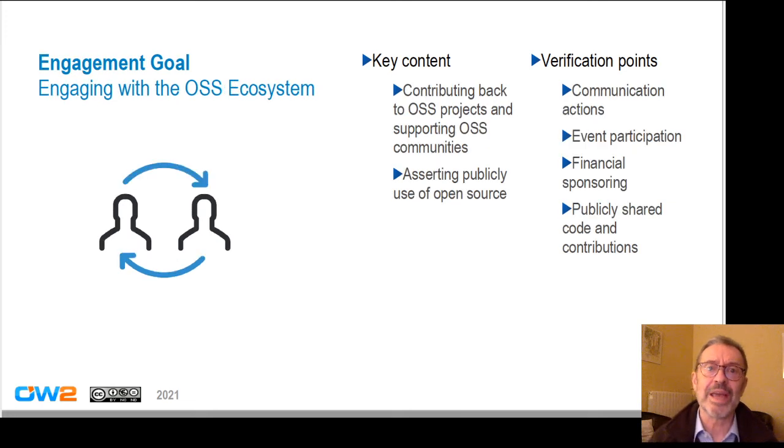The next goal is the engagement goal. So that is more from a corporate perspective. The idea here is to make sure that users, system integrators are not just consumers of open source software, but that they contribute back, they give back to the communities and contribute to the open source ecosystems and its sustainability.